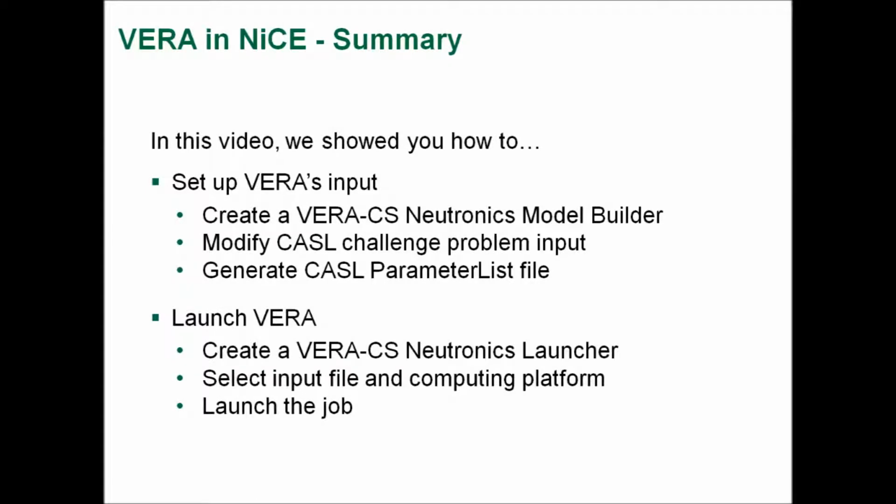In conclusion, to run a VERA simulation, you must create a VERA CS Neutronics model builder, load a Castle Challenge Problem template, tweak your input, and generate a Castle Parameter List input file. Then, you need to create a VERA CS Neutronics launcher, select the input file created by the previous step, select the computing platform, launch the job, and wait.